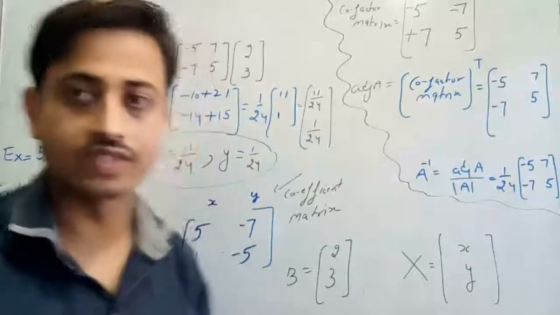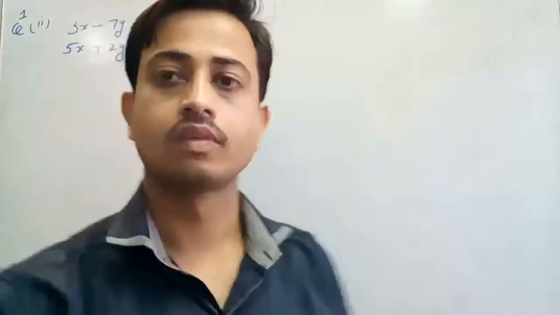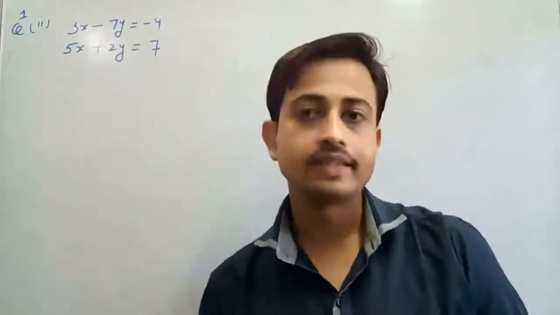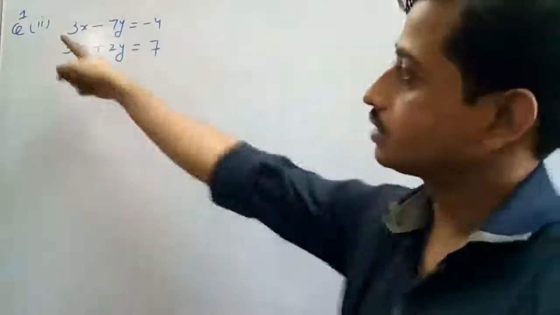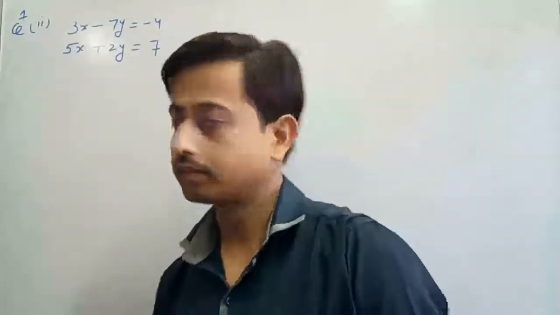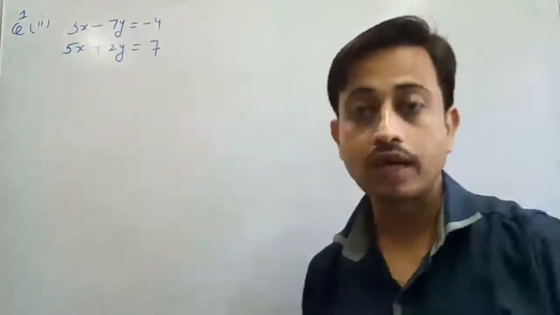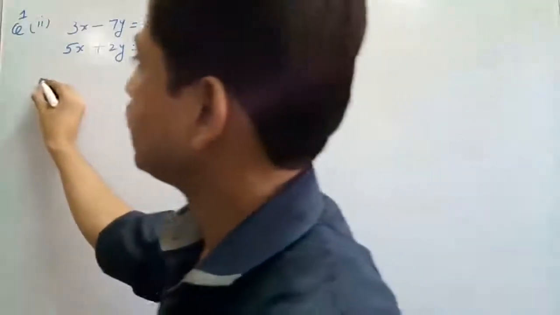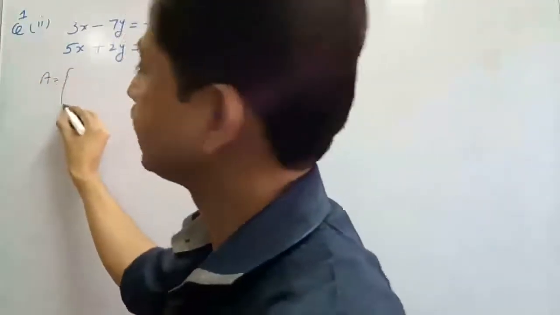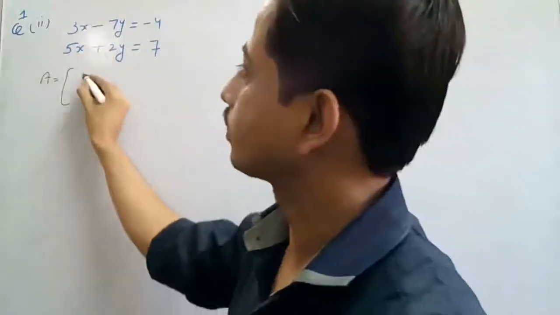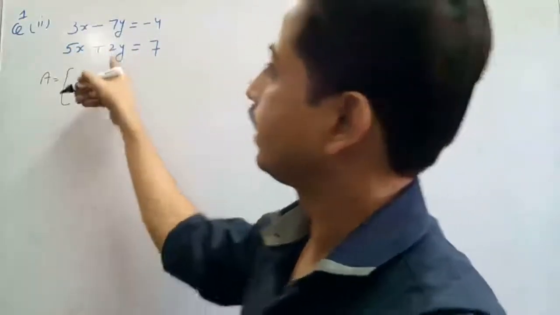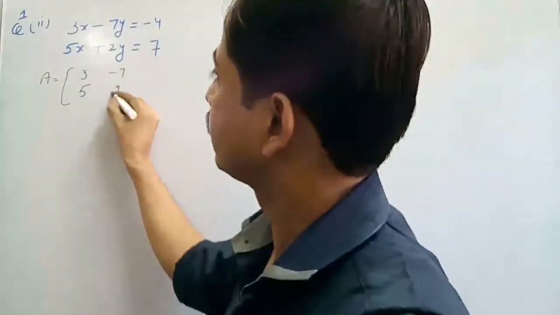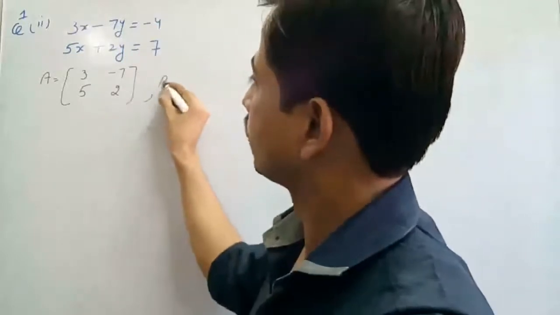Please make a note first. Now I'm going to take a similar question that illustrates the same matrix method. Please make a note here. This is the second part of question number 1. Firstly, what we have to write? We have to write the three matrices A, X and B. What is A? Your coefficient matrix. Here the coefficient of X is 3, 5. And here the coefficient of Y is minus 7 and 2.